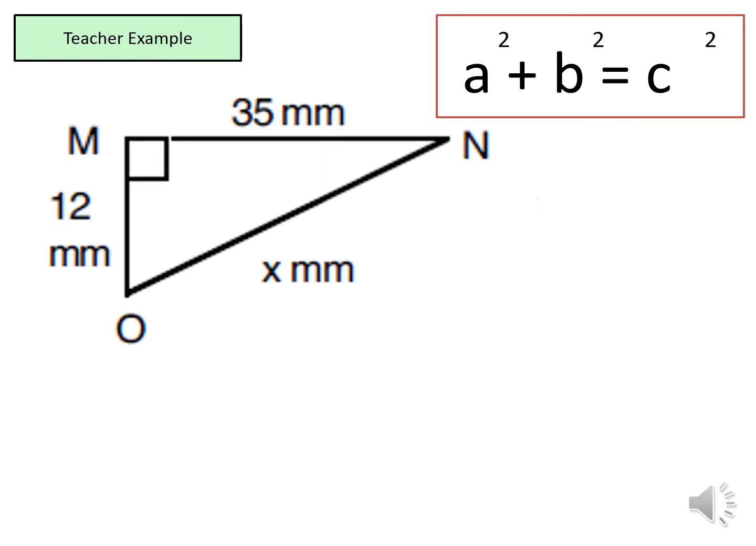Okay, next example. Again, I have to work out which side I am working out. Now again, the side that's opposite my right angle is my longest side, and that is the side that is missing. So again, I am working out c. I'm working out my longer side. So I substitute my values in. I have 35 squared add 12 squared equals c squared.